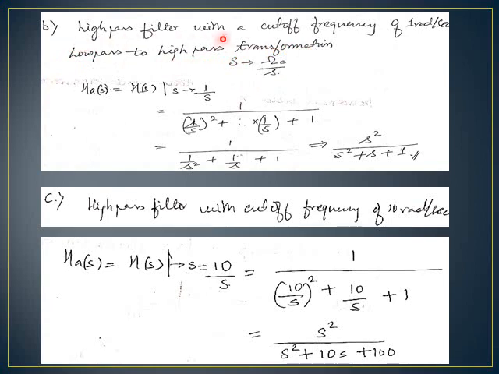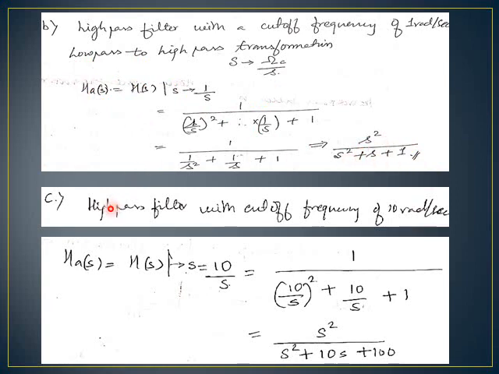Next, we'll be looking at the low pass to high pass transformation. So a high pass filter with a cutoff frequency of 1 radian per second. So here the value of omega c is 1. Again you replace s by 1 by s in the transfer function H(s), and we get the answer as s square divided by s square plus s plus 1.